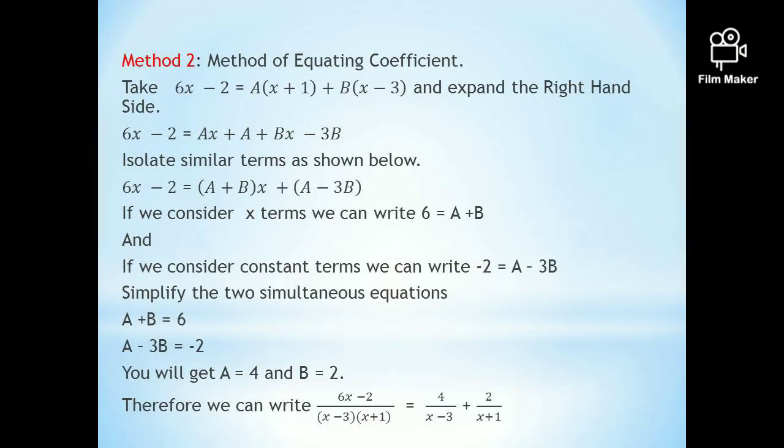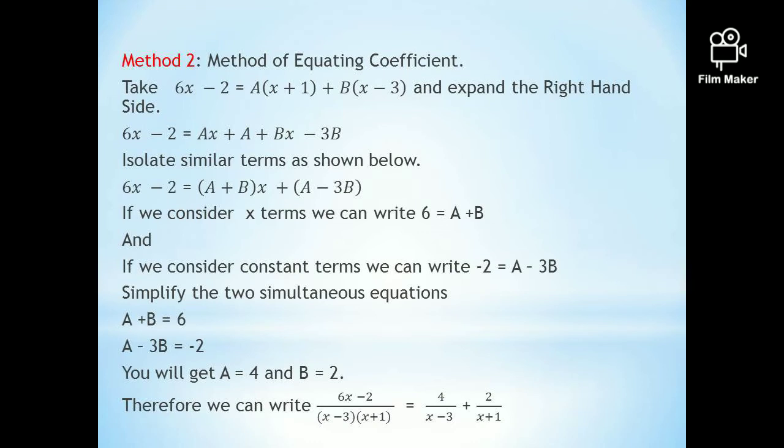Then if you consider the coefficient of x terms, what do you call the coefficient of x terms? The number in front of the x term, from left hand side to right hand side. That is 6x means 6 equals a plus b. That means you can write 6 equals a plus b. That is my first equation. Then consider the constant term. What are the constant terms on the right hand side? It is a minus 3b. Left hand side is minus 2. Therefore you can write a minus 3b equals minus 2. Now we have two simultaneous equations. By solving these two simultaneous equations, you can get the answers a equals 4 and b equals 2.